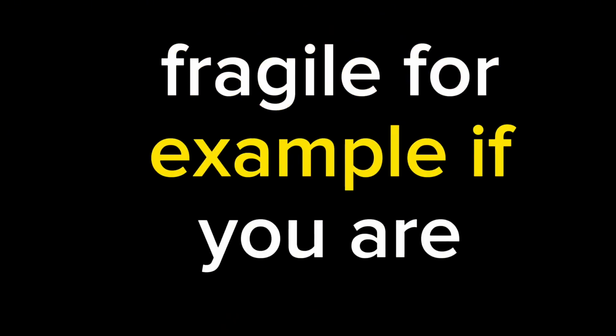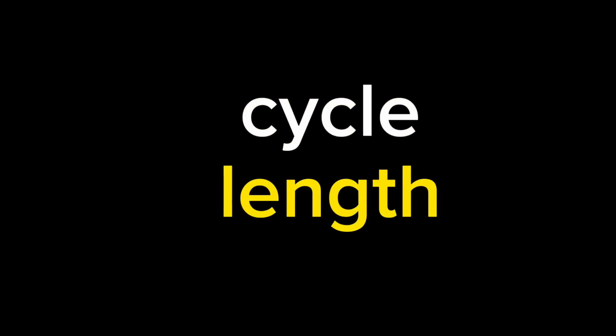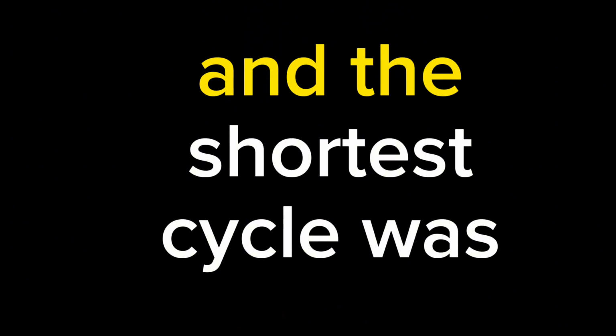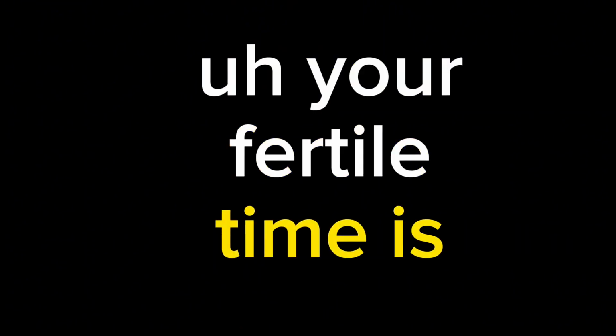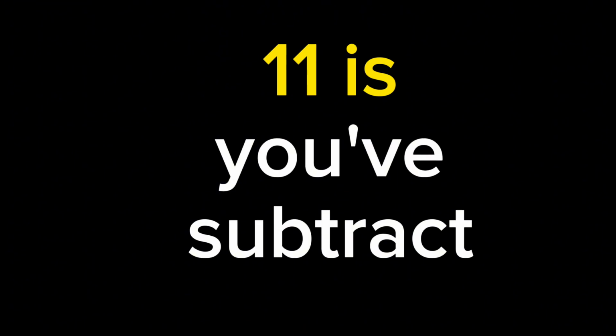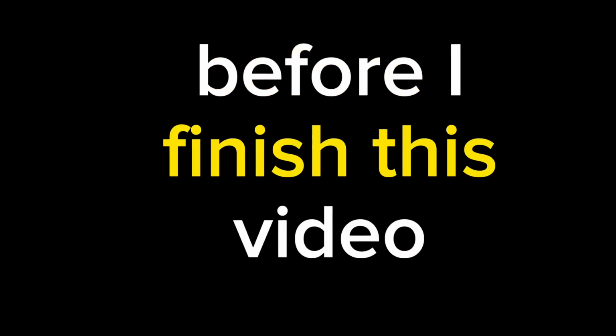For example, if your longest cycle was 31 and the shortest cycle was 28, your fertile time is 10 to 20 days. That means you have taken 18, you subtract from the shortest cycle, and then you take 11, you subtract from the longest cycle. I will come and show you before I finish this video.